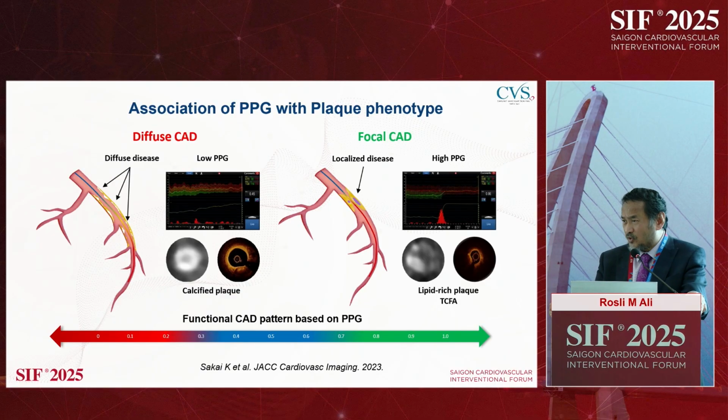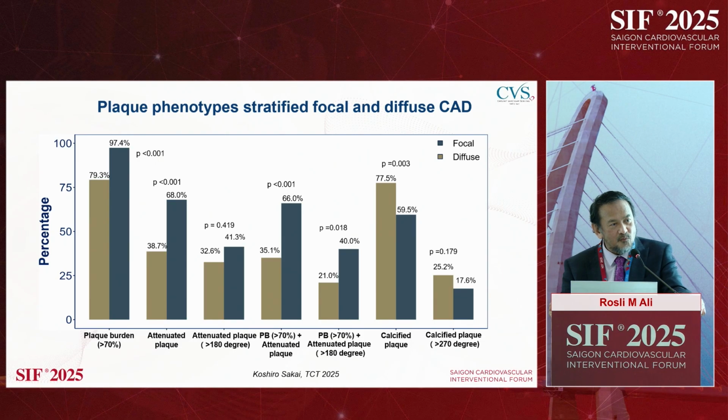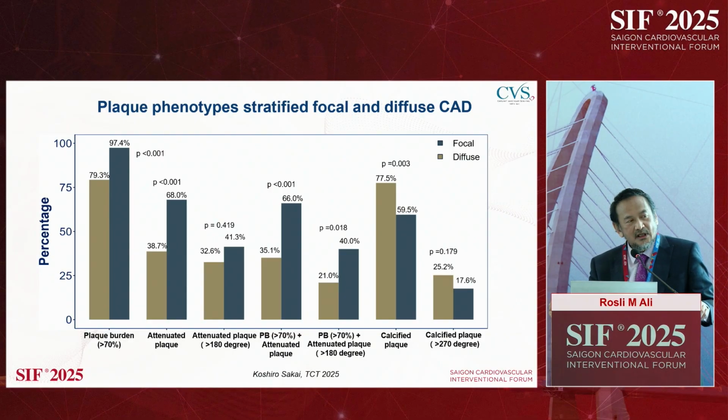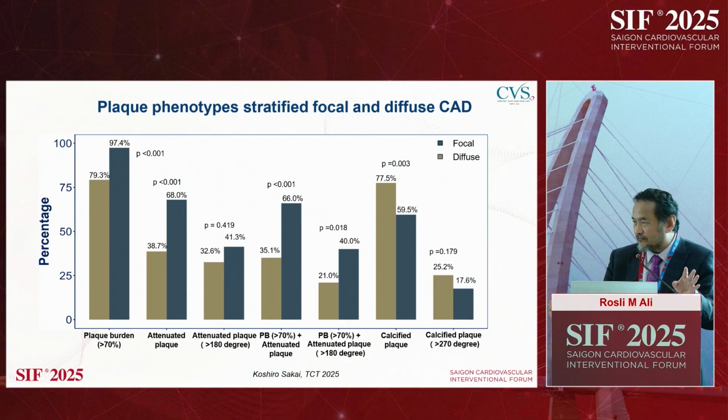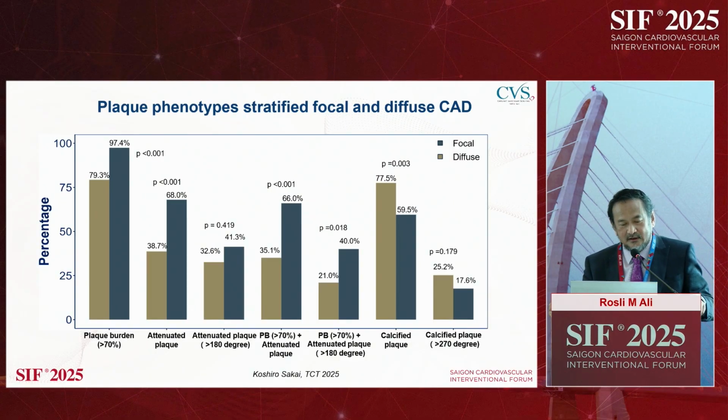What is the importance of knowing diffuse CAD? Once again, I did allude to before, that diffuse CAD tends to have more calcified plaque. And this was a presentation just recently showing that if you have diffuse disease, they tend to have more calcified plaque as compared to focal lesion. And as you know, calcified lesions are more difficult to treat.